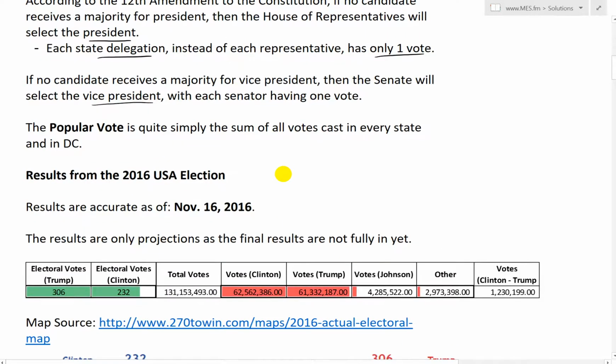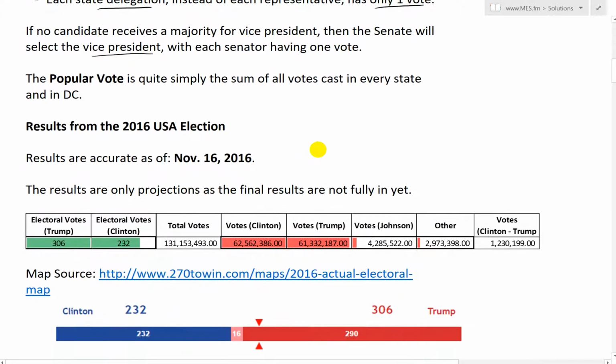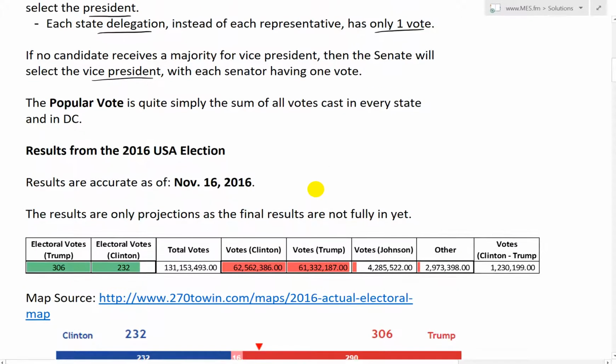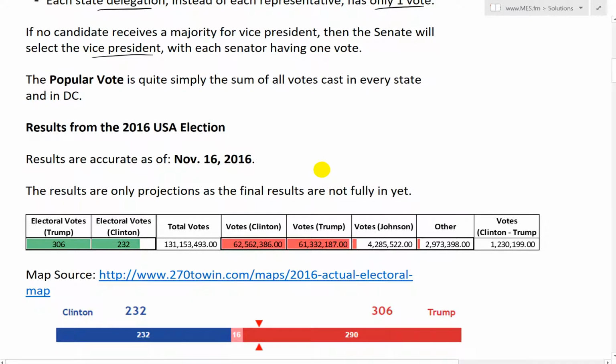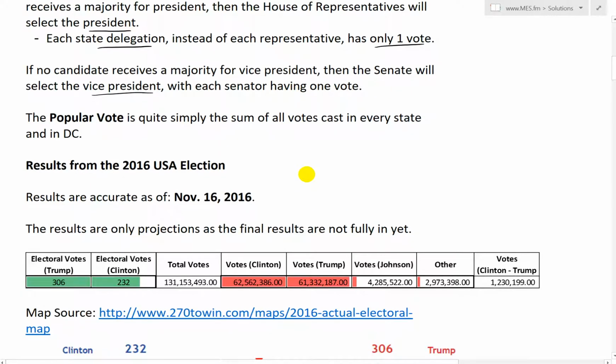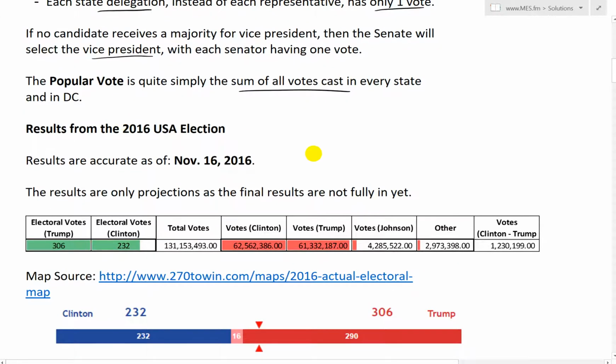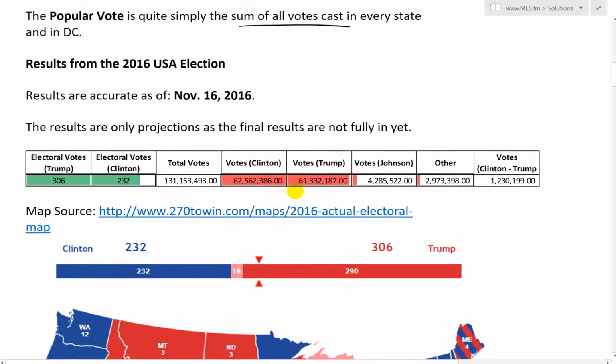And I'm not sure what happens if there's a split between that, or why there would even be a split. Anyways, so now let's look at the popular vote. There's not much you need to know about this besides it's quite simply the sum of all votes cast in every state and in the District of Columbia, or DC, because that's not technically a state.